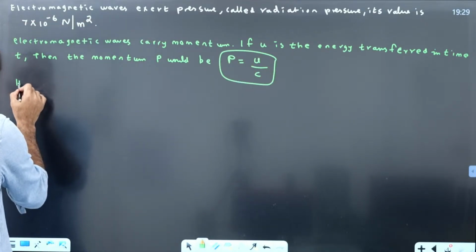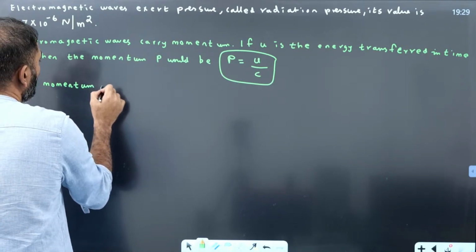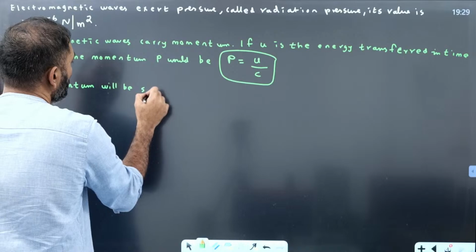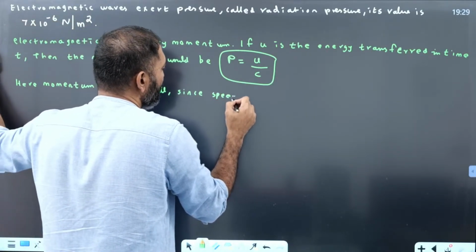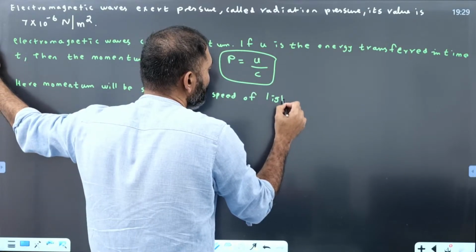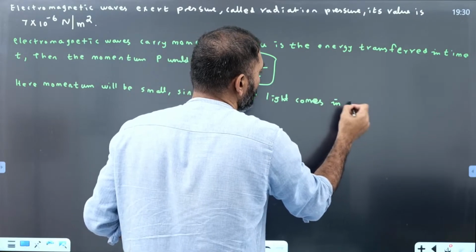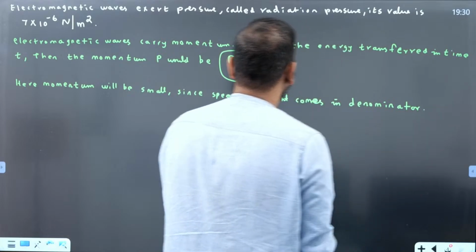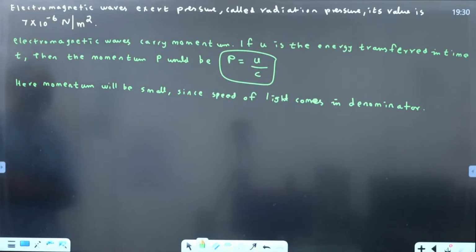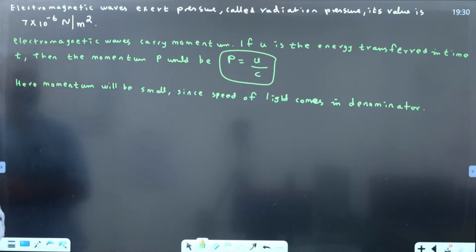Here, momentum will be small, since speed of light comes in the denominator. Momentum will be very small. That is understood from the equation, right? Because since speed of light comes in the denominator, momentum will be what? Very small.